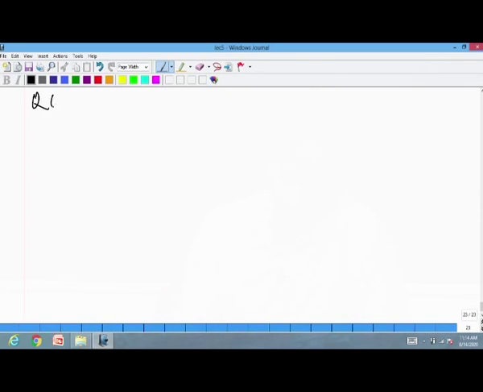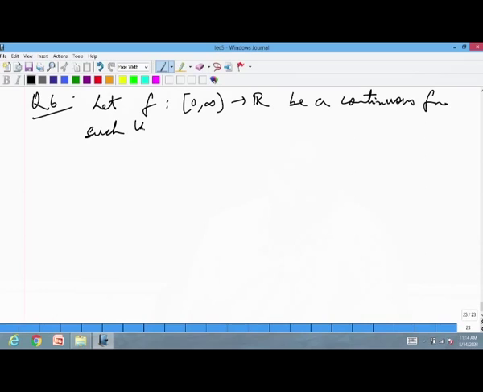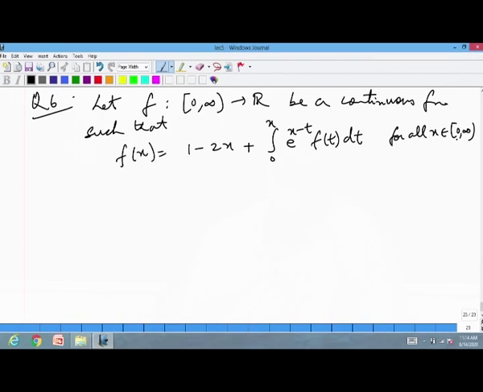Let us do question number 6. Let f from (0, infinity) to R be a continuous function such that f(x) is equal to 1 minus 2x plus integral 0 to x e to the power (x minus t) times f(t) dt for all x belonging to (0, infinity). Then, we are given 4 options.